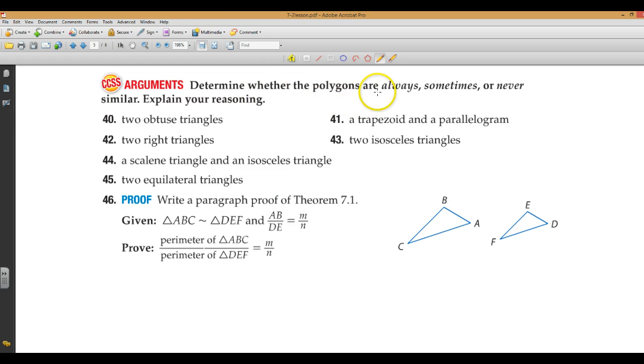Determine whether the polygons are always, sometimes, or never similar. Explain your reasoning. Okay, so number 41, a trapezoid and a parallelogram. So a trapezoid has exactly one pair of opposite sides parallel, where a parallelogram has both pairs of opposite sides parallel. So since these two figures are never the same shape, then these two figures are never similar.